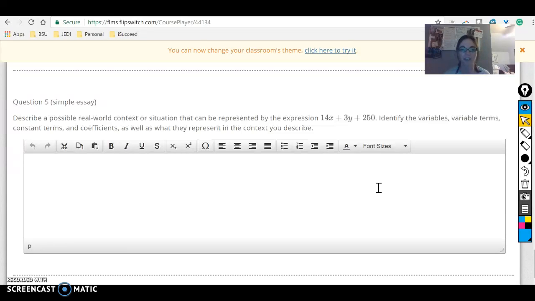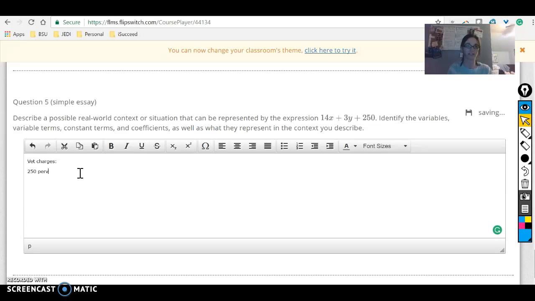Describe a possible real-world context or situation that can be represented by the expression 14x plus 3y plus 250. It can kind of be anything. And so I was thinking about it, and I was thinking, all right, if I go to the vet, let's pretend the vet charges $250 per visit, no matter what, okay? And then in addition, the vet is going to charge $14 per dog and $3 per cat.